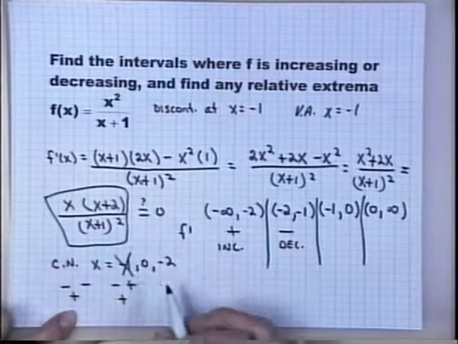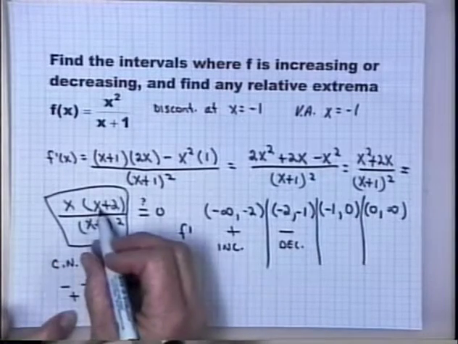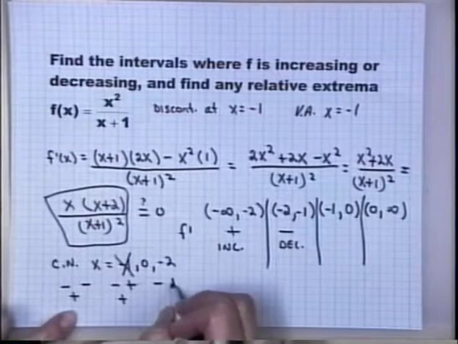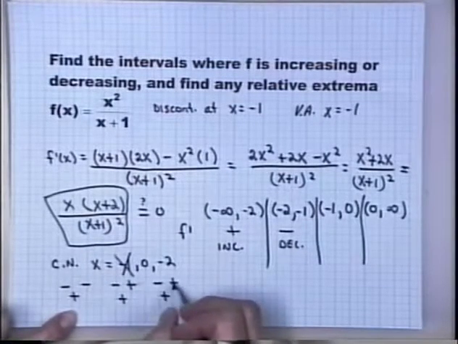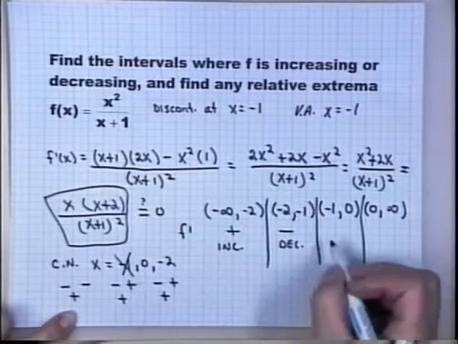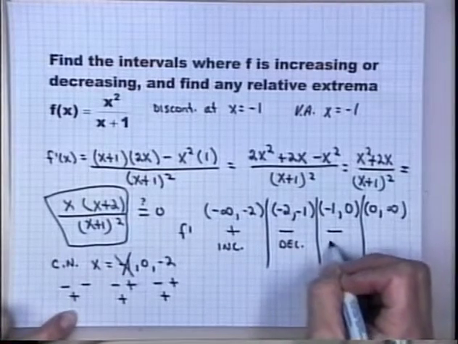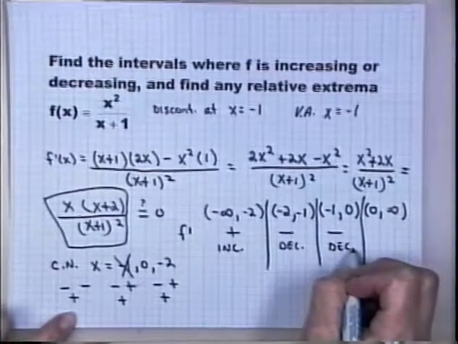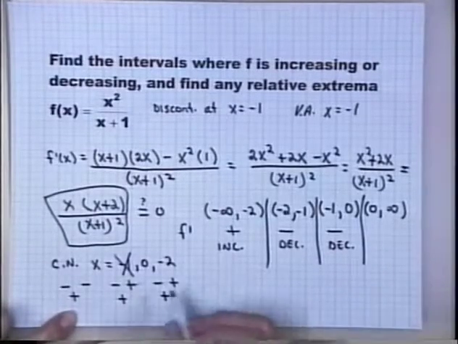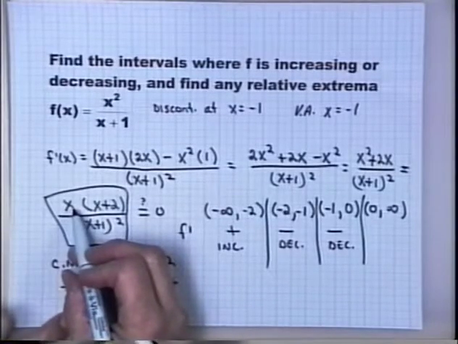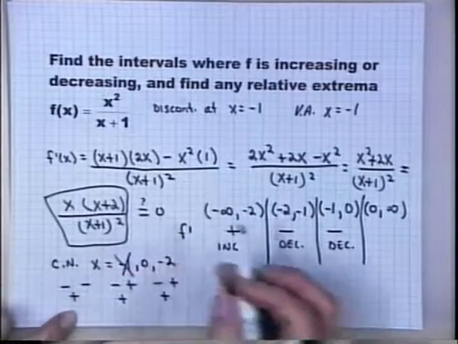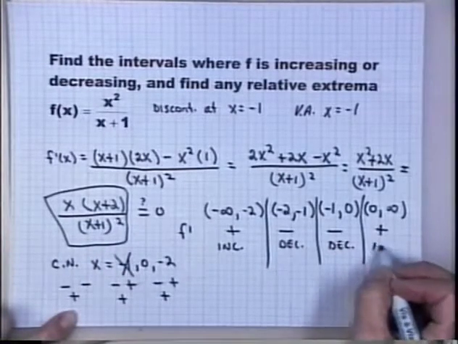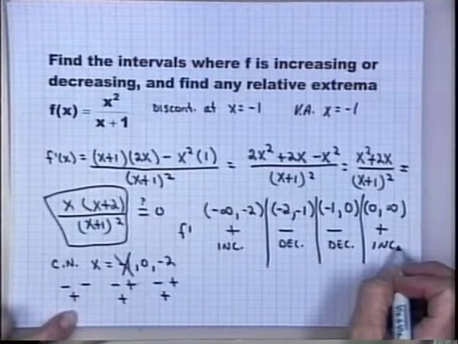Well, negative 1/2 makes that negative. Negative 1/2 plus 2, that's positive. This is positive, so I get a negative divided by a positive. That's still negative, still decreasing. And then finally, from 0 to infinity, if I use a positive number, that's positive, this is positive. So since everything's positive, I'd have a positive answer, and I'm increasing.